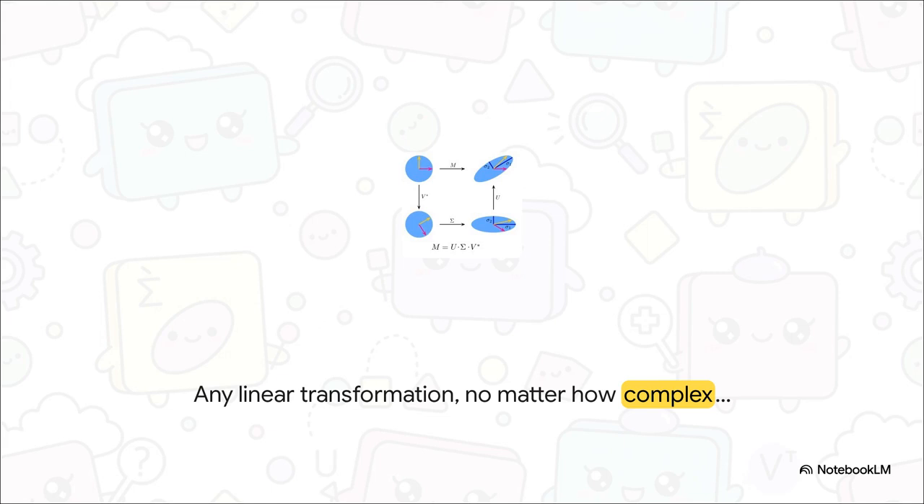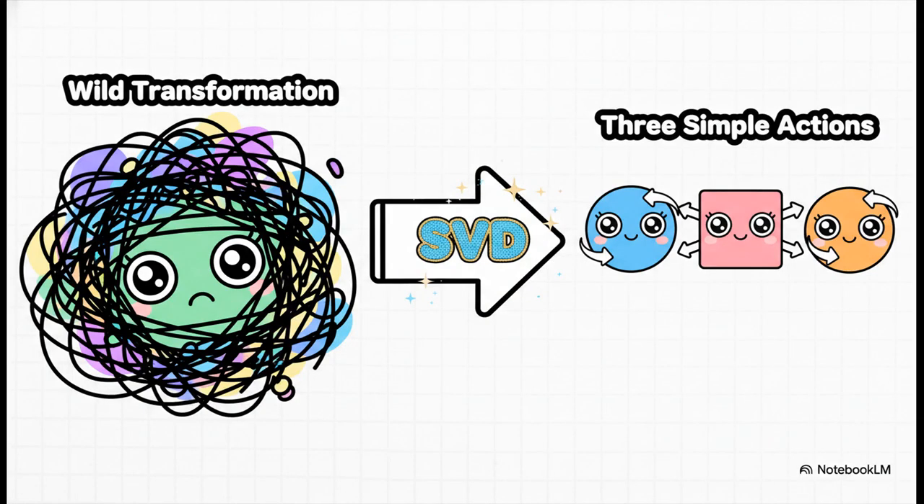Imagine we've got a perfect circle. When we apply a matrix to it, that matrix can stretch, squash, and rotate the circle, turning it into an ellipse. This whole transformation can look pretty chaotic. But here's the absolute genius of SVD. It proves that any of these complex transformations, no matter how wild they seem, can be broken down into just three incredibly simple, separate actions.